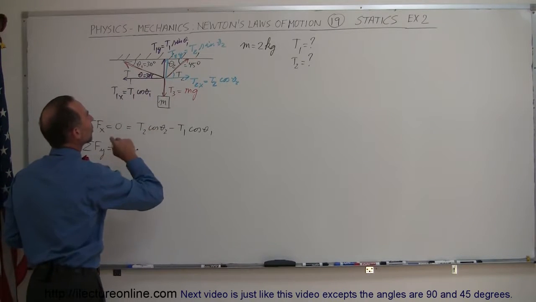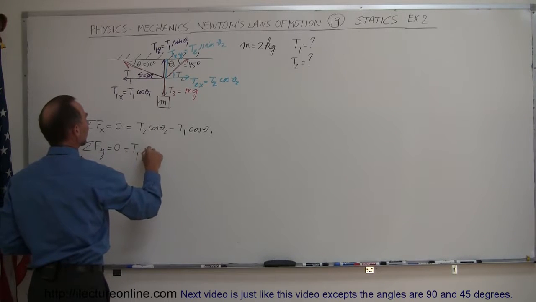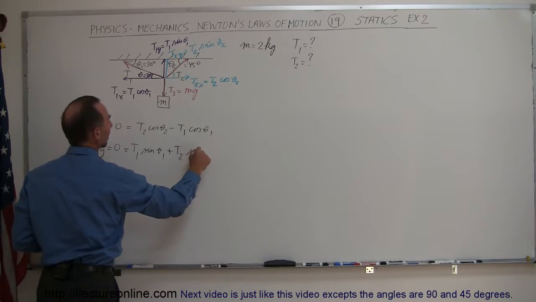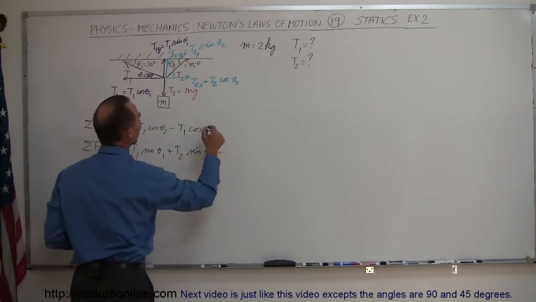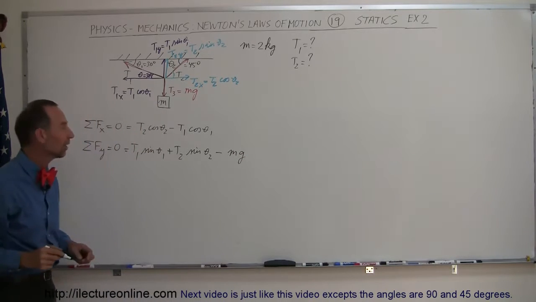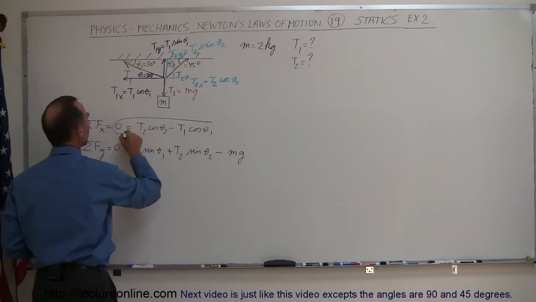All the components in the y direction. We have two positive components. We have T1 times the sine of theta 1 plus T2 times the sine of theta 2 minus mg, T3, which is of course mg, the weight of the mass hanging from that string. And now we have two equations and two unknowns.